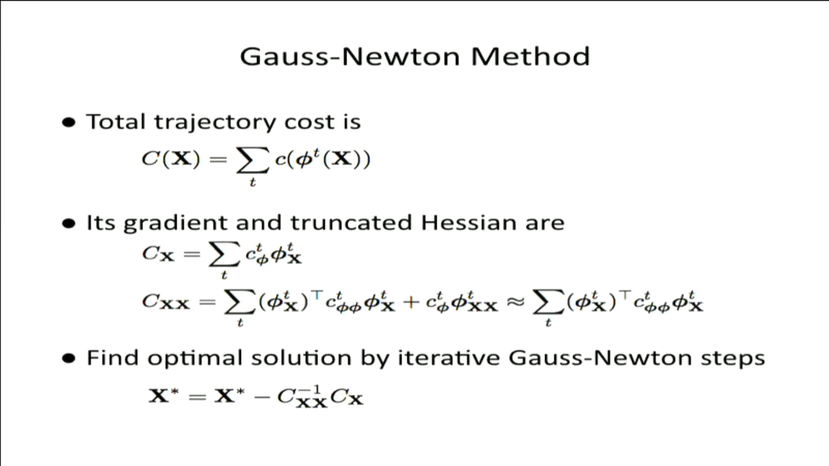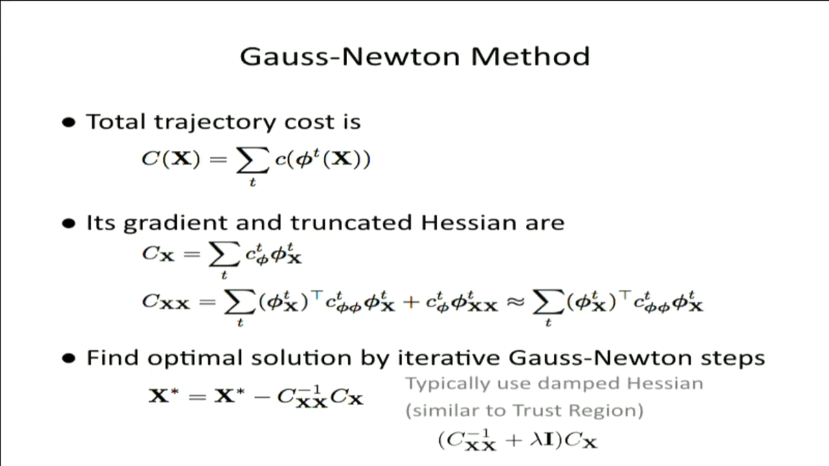And then you can find the solution by a succession of iterative steps where you basically assume that this is a Hessian matrix, and end up taking a Newton step. And I think Sergey covered that before.